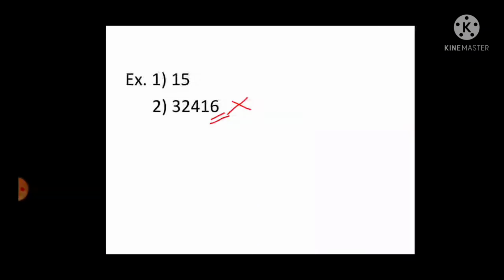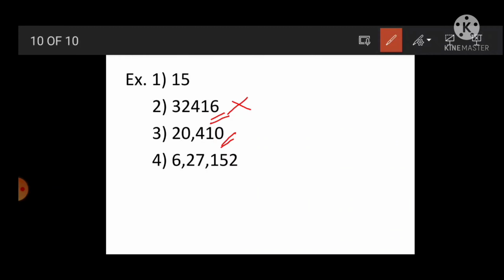Okay. Second example, 32,416. See, the ones place digit is 6, so this number is not divisible by 5. Third example, 20,410. Is this number divisible by 5 or not? Yes, because a 0 is at the ones place. Fourth example, check 6,27,152. The ones place digit is 2, so this number is not divisible by 5. Okay. Then see the next example.